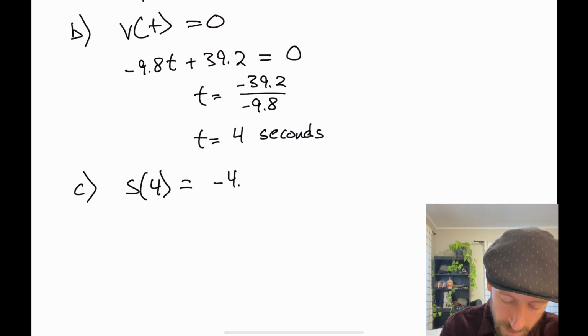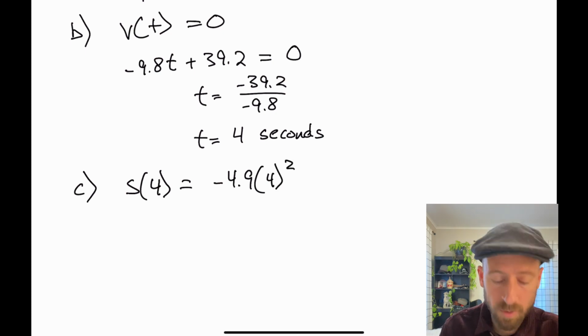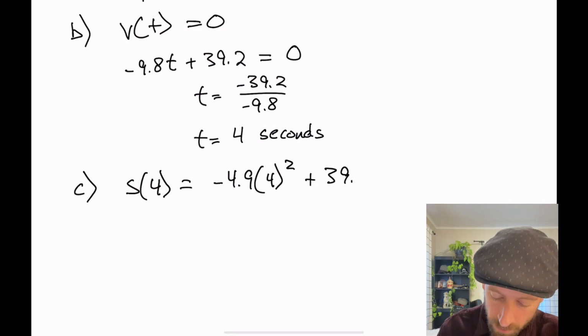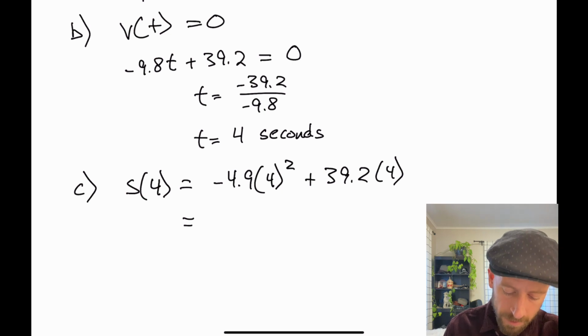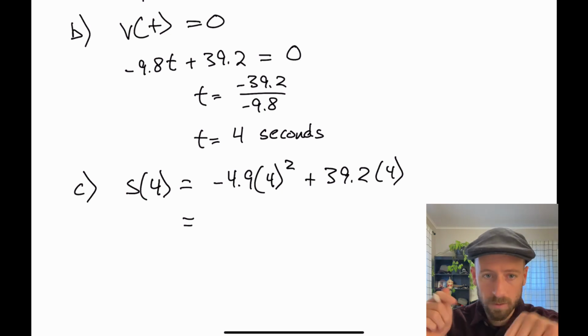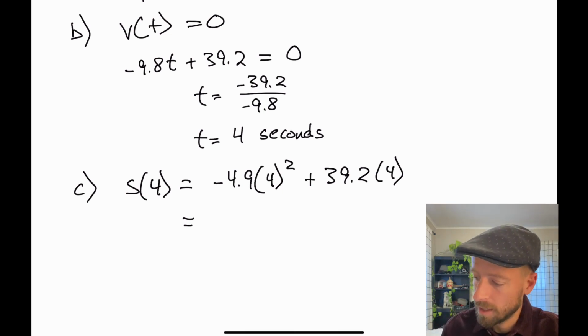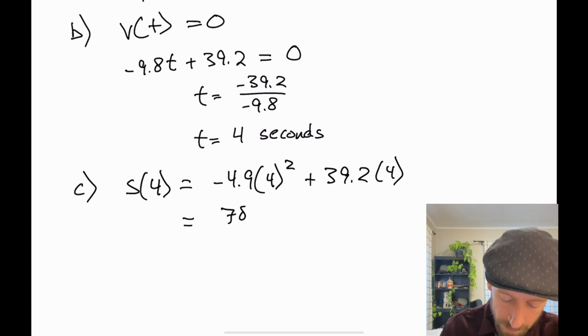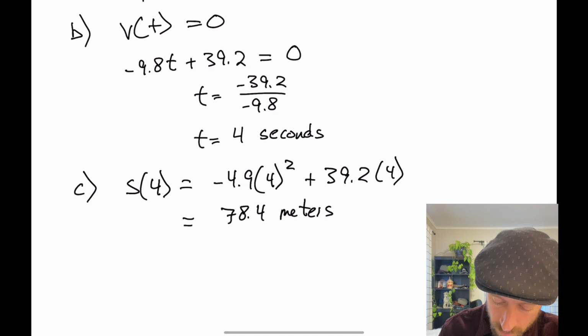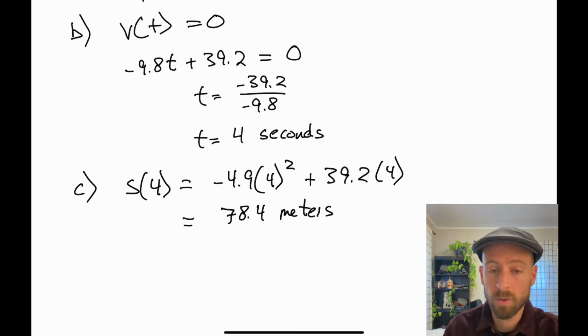And so that would be negative 4.9 times 4 squared, and I'm just pulling this from the above problem there, plus 39.2 times 4. And I just plugged all of that in the calculator already. Clicking away, clicking away. And you get 78.4 meters. So that's how far off the ground you are after 4 seconds.